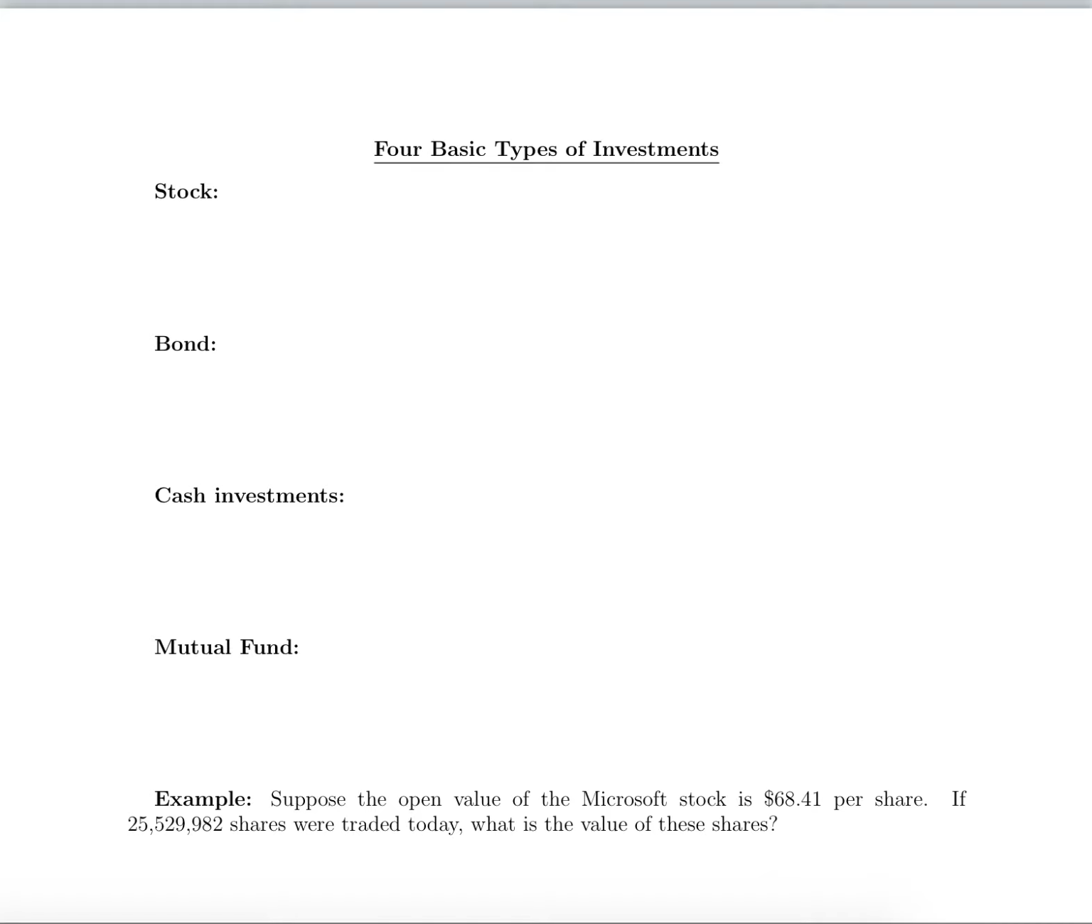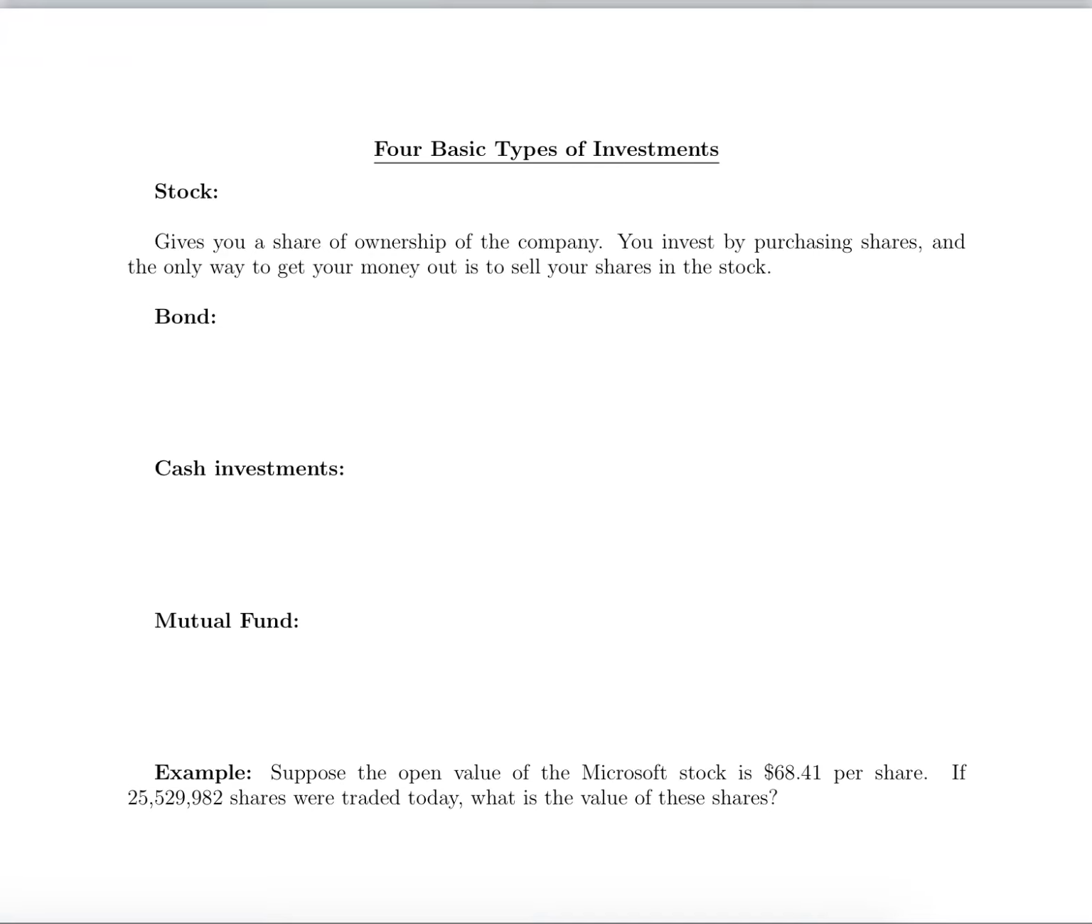All right. So first we will do the definition of a stock. So a stock, the formal definition is it gives you a share of ownership of the company. You invest by purchasing shares. The only way to get your money out is to sell your shares in the stock. And then the definition of bond.